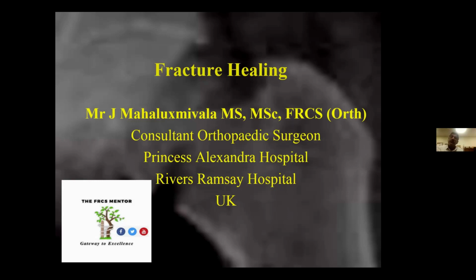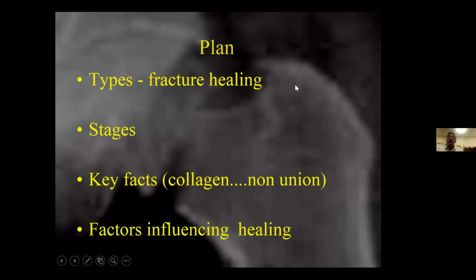So coming back to this topic, the way I thought I'll do it is start with the plan, and we'll talk about types of fracture healing. Second, we talk about stages of fracture healing. Then let's talk about the key facts, for example, collagen, non-union, delayed union, etc. And then factors which influence healing.